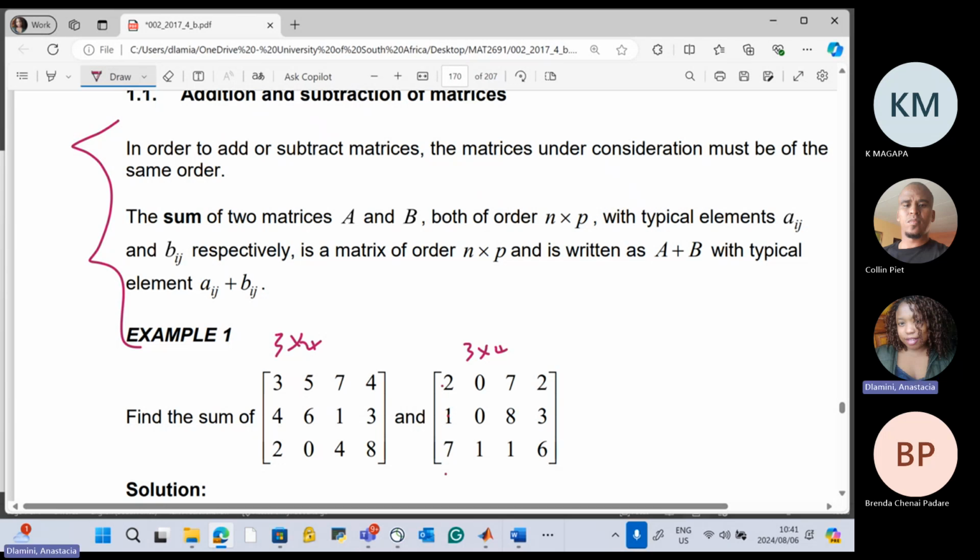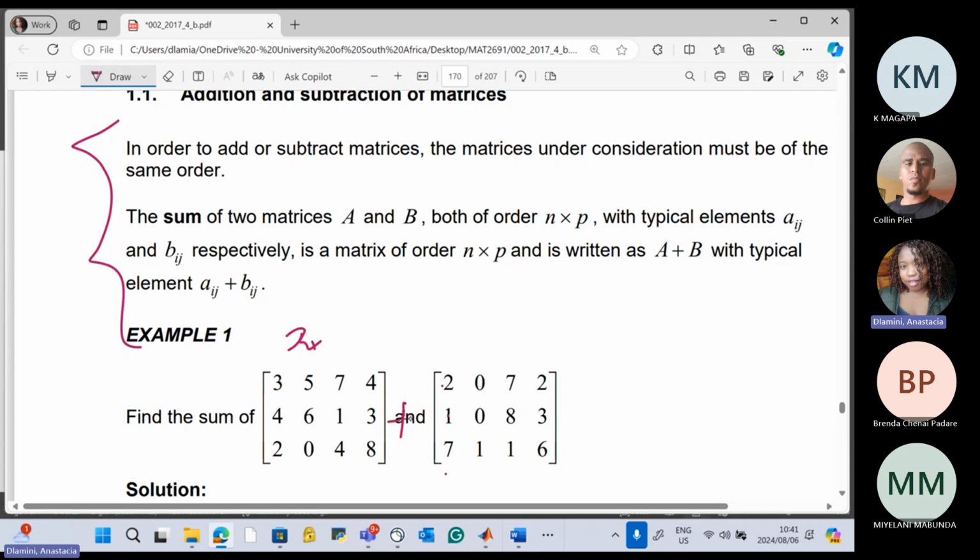Now, how do you add these matrices? We're saying this matrix plus this matrix. You go element by element. And now when you are adding, we know this is a 3 by 4 matrix, and this is a 3 by 4 matrix, meaning that the answer will also be a 3 by 4 matrix. Are we all together, yes or no? Did I miss anyone? Yes, ma'am.